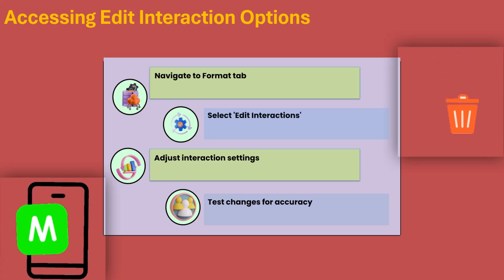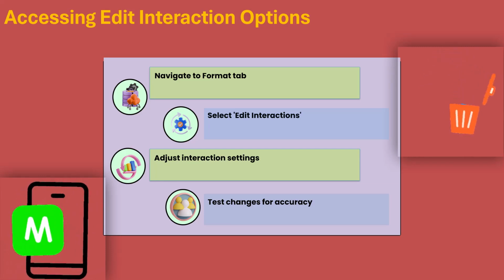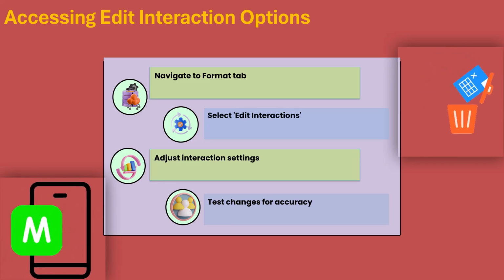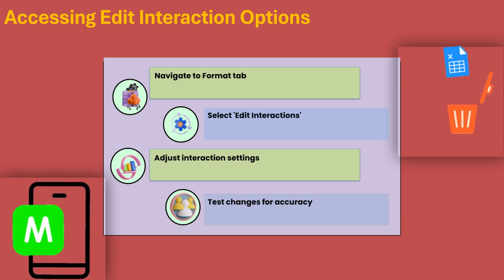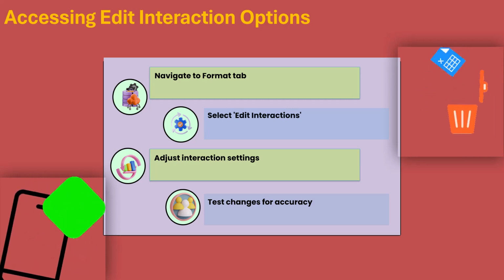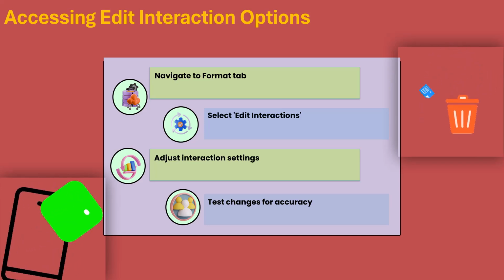Editing interactions in Power BI is like adjusting your playlist. Get rid of songs or interactions that don't belong. Head over to the Format tab and click Edit Interactions. From there, tweak settings and make sure the changes actually make sense. No one wants a report that behaves unpredictably.